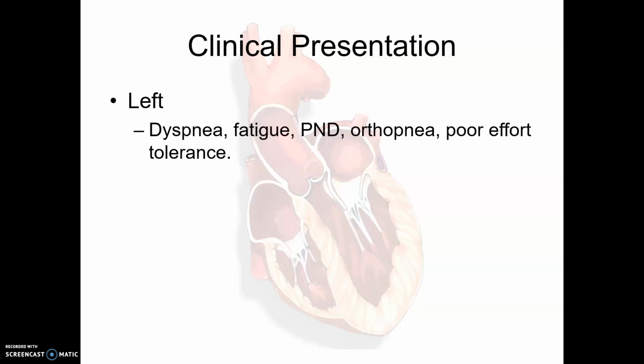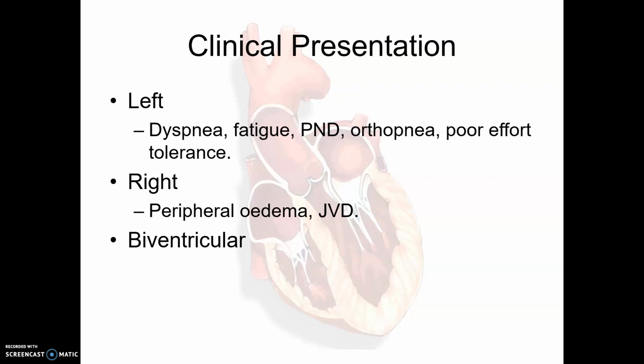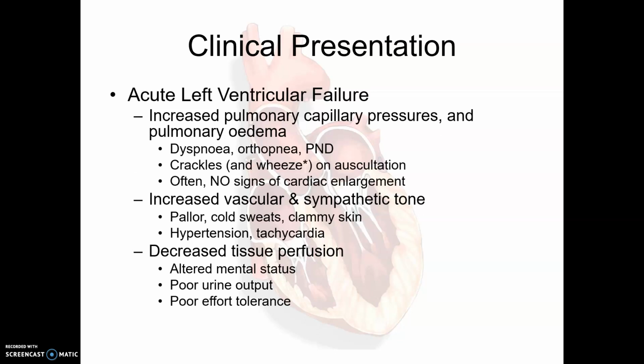So with left ventricular failure, because of the increased pressure in the lung causing pulmonary edema, patients tend to have dyspnea, PND, and orthopnea. However, because of the poor afterload, they also suffer with fatigue and poor effort tolerance. In right heart failure, the buildup of venous blood causes peripheral edema and jugular venous distension. In biventricular failure, we see a combination of both. So let's look at this in more detail.